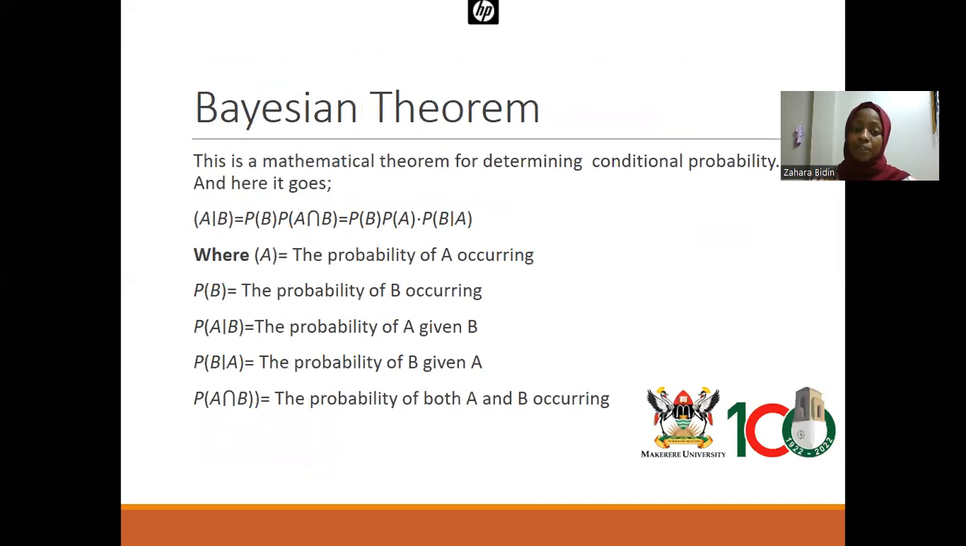Bayes' theorem is a mathematical theorem for determining conditional probability. When I talk about conditional probability, it is conditioned on something. Let me say, students at school, there is a ringing of a bell. So we have a probability of those students who will respond to the bell and those who will not respond to the bell. So the probability is conditioned, and that's the formula for the Bayesian theorem, properly explained with its contents.